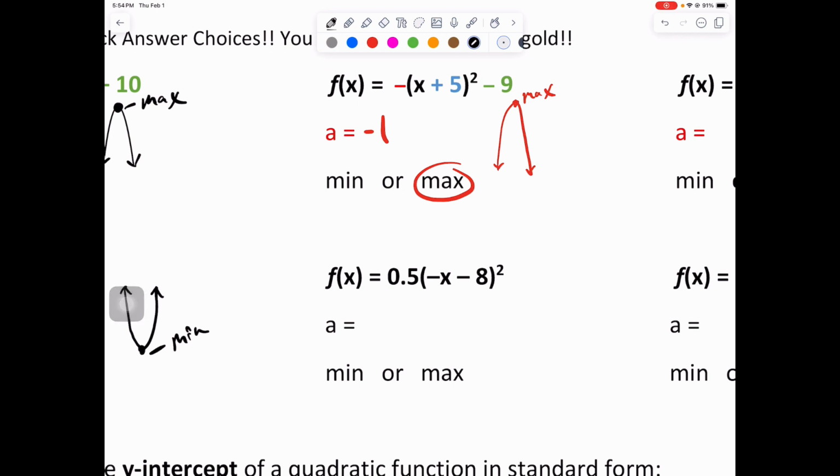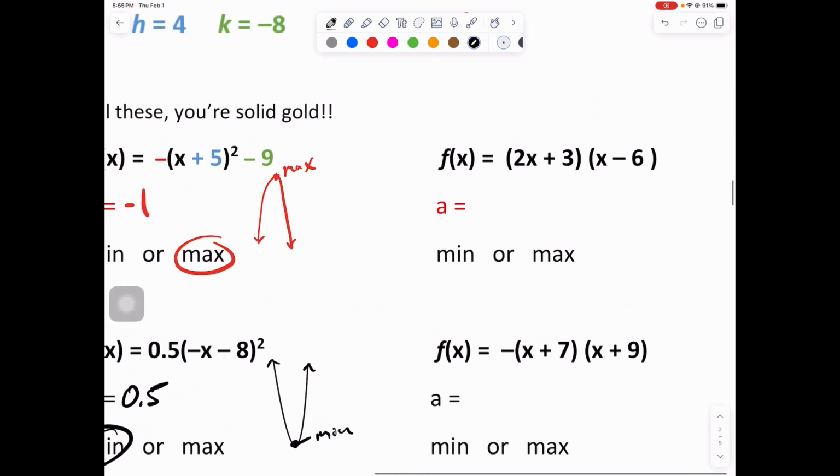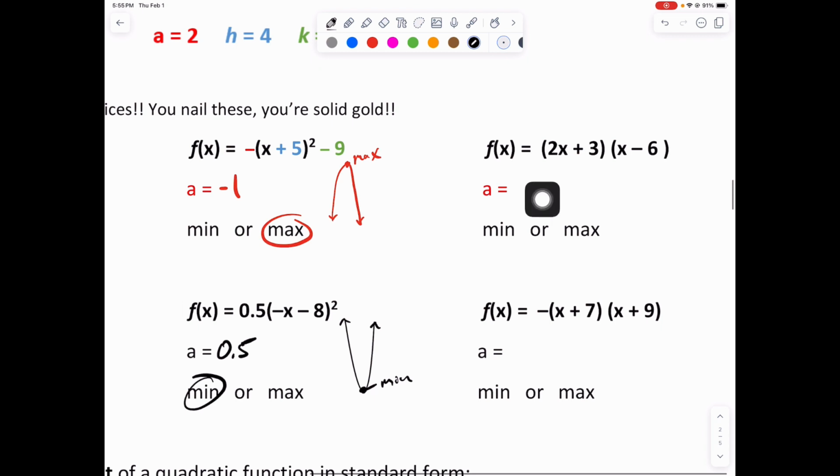Our A value is yes, it is 0.5. So wonderful job there. And that is a positive 0.5. It's going to be smiling today. I love when I get my parabola clean. It must be because I'm happy and getting a minimum with my positive A smile. Yes, now. Moving forward, factored form.